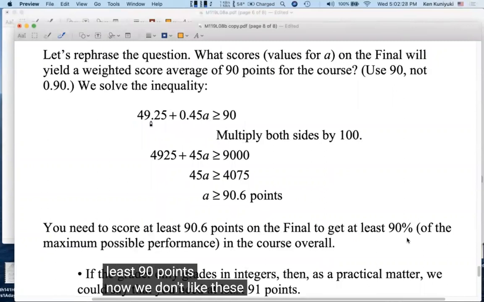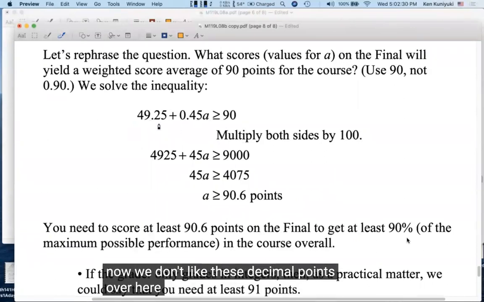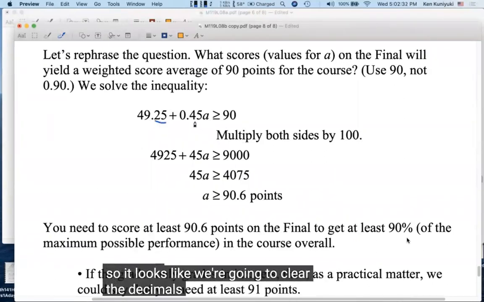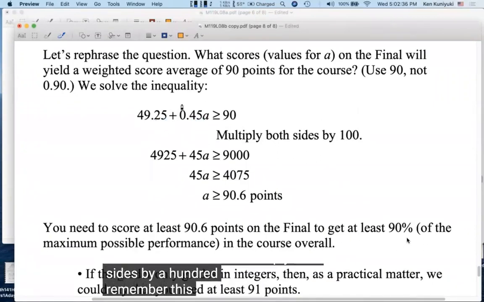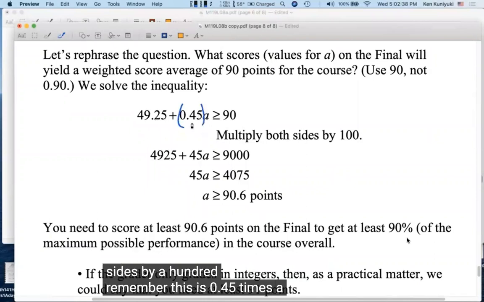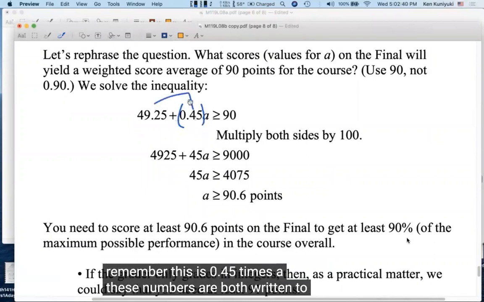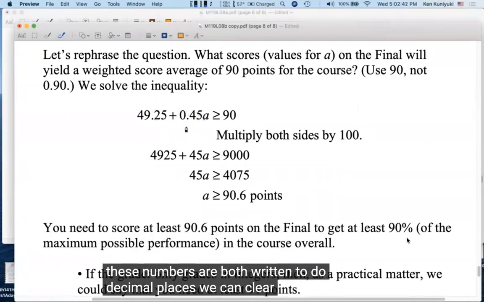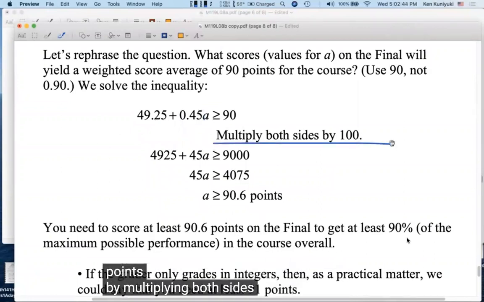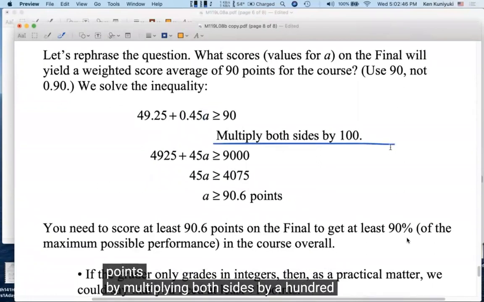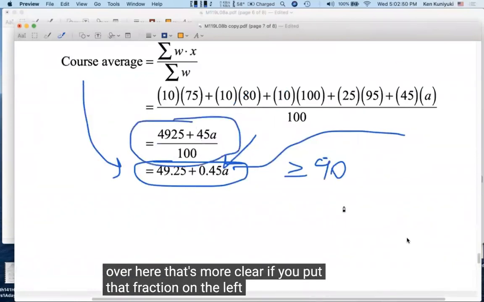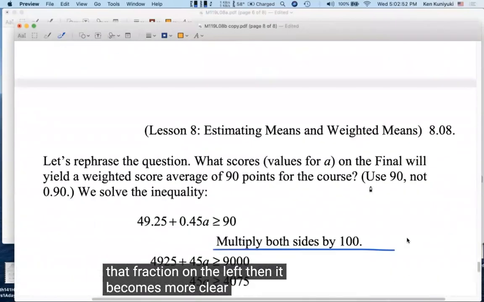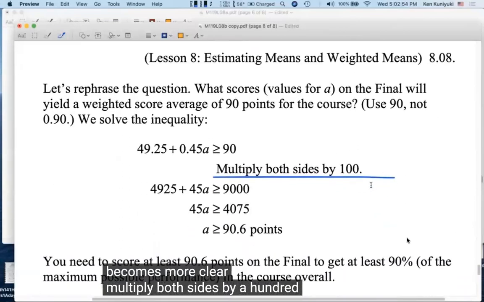Now we don't like these decimal points over here. So it looks like we're going to clear the decimals if we can multiply both sides by 100. Remember, this is 0.45 times A. These numbers are both written to 2 decimal places. We can clear the decimal points by multiplying both sides by 100. If you have this in the fraction form over here, that's more clear. If you put that fraction on the left, then it becomes more clear. Multiply both sides by 100.